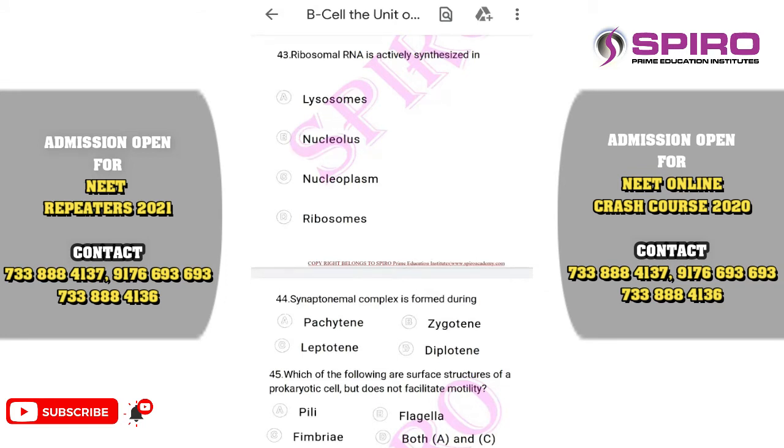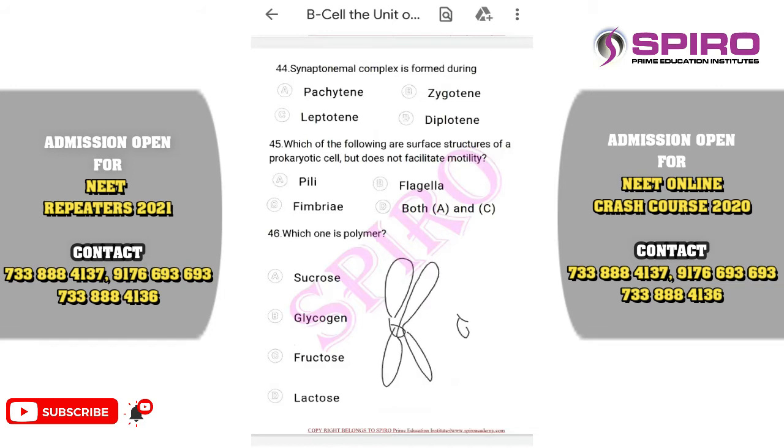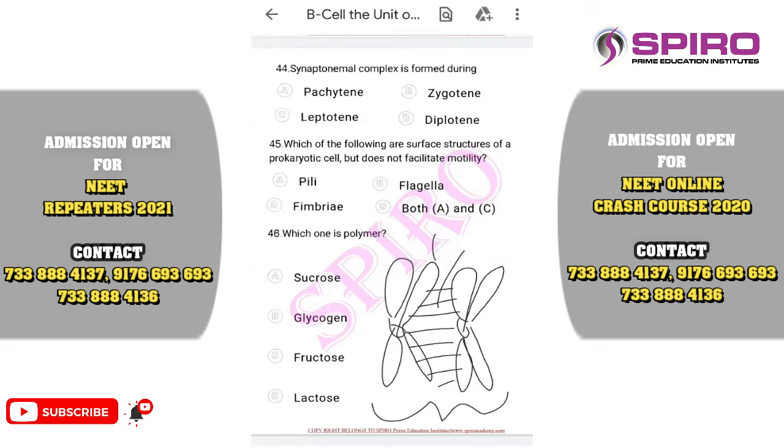Next, question number 44: the synaptonemal complex is formed during. I have explained to you about the synapsis, right? Synapsis occurs during the zygotene stage. And what is this synaptonemal complex? Synapsis is nothing but this: you have this chromosome and this chromosome, homologous chromosomes, which are going to align together as a pair. This is called synapsis, and it is made stronger and stable by the presence of the synaptonemal protein complex. This also occurs during the zygotene stage. So the correct answer for this question is the zygotene stage, dear students.